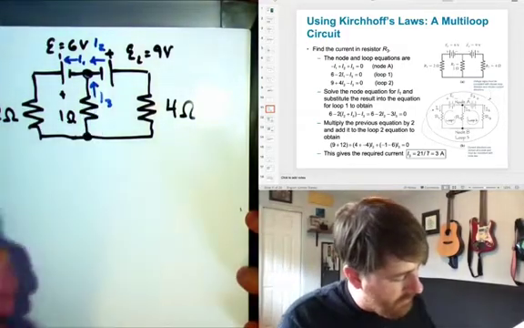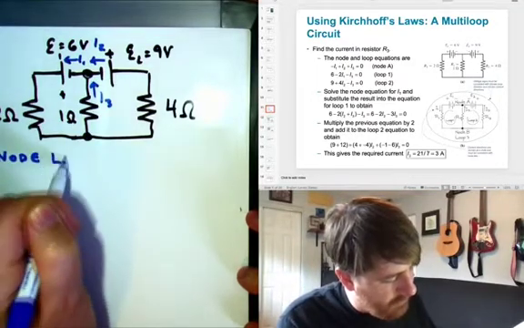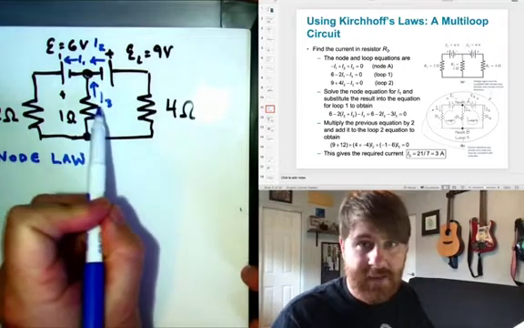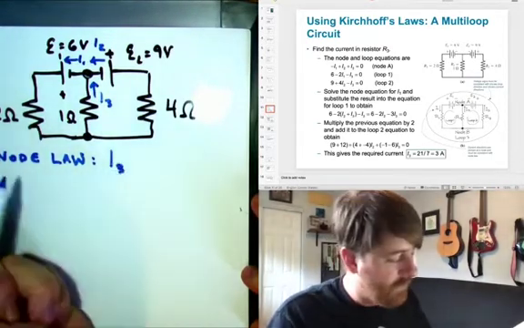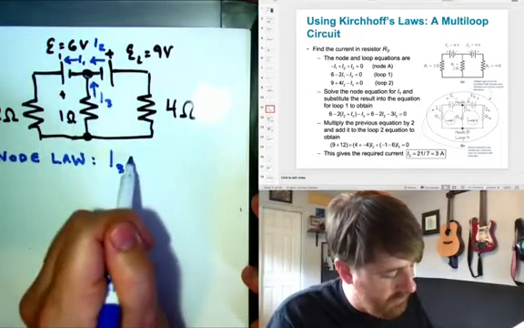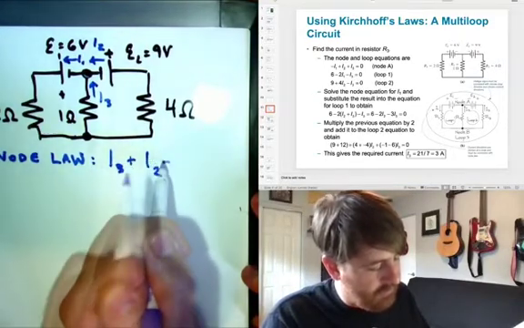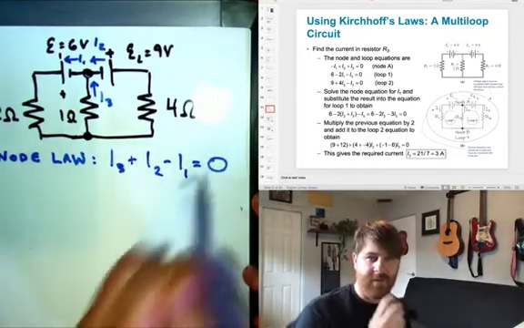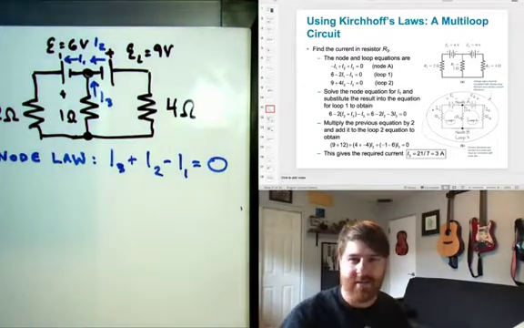Okay, so now what does my node law say? The node law says that the sum of the currents going into the node has to equal the sum of the currents going out of the node. So if I call the one going in as positive, I would say I3. And what else is going in? I2. So plus I2, minus I1 that's leaving, so it's got a negative sign. This has to equal 0. The sum of the currents going in, which are positive, and the currents going out, which are negative, has to add up to 0.